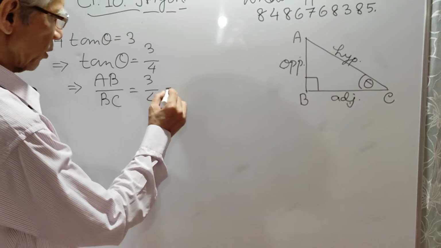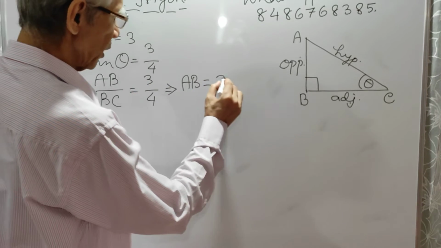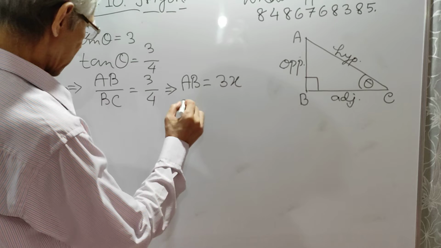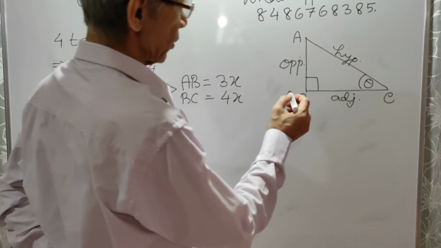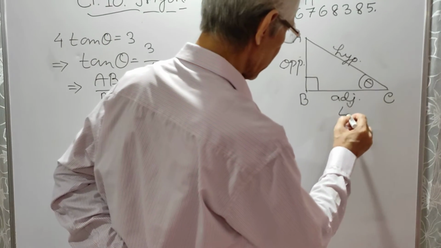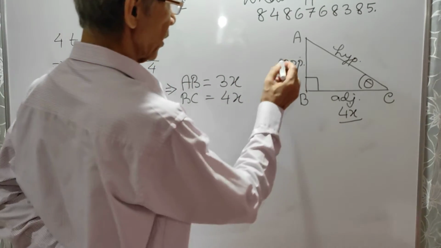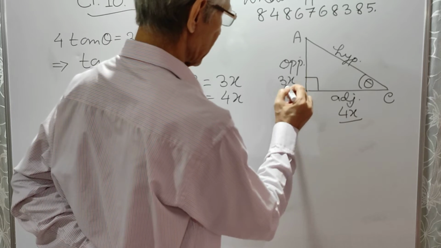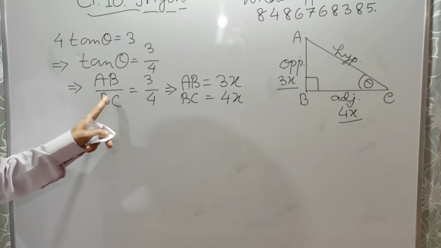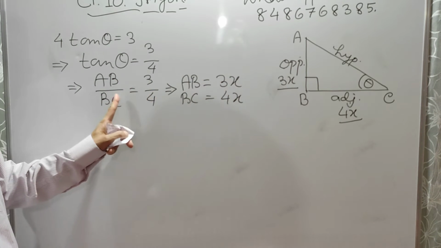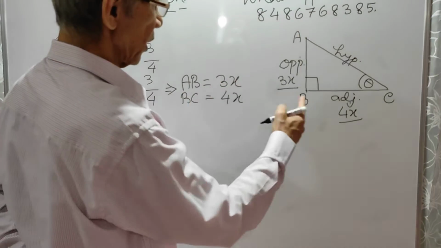So therefore, from here you can conclude AB equal to 3x, 3 into some constant, and BC equal to 4 into some constant, that is 4x. So this is 3x. Again I say AB is not 3, BC is not 4. AB is 3 times a constant and BC is 4 times a constant. That constant is x. So AB is 3x, BC is 4x.